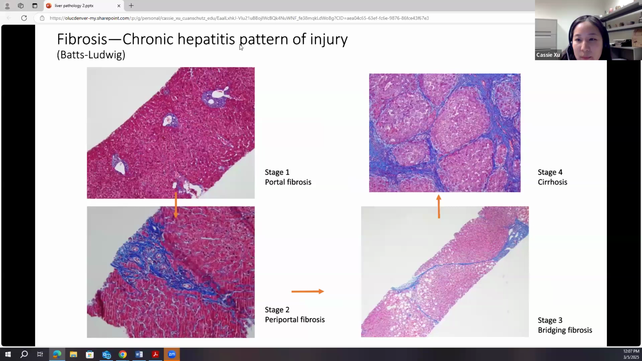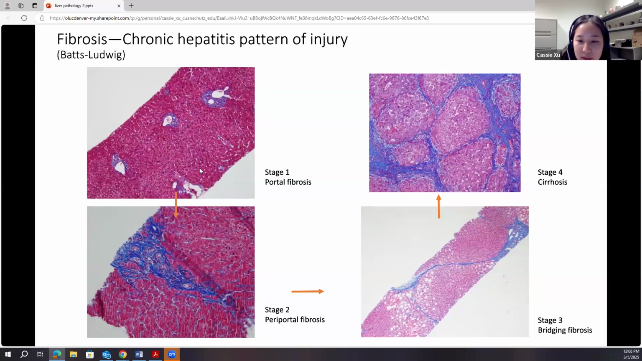For the chronic hepatitis pattern of injury, the difference is really in stage 1 fibrosis. Instead of the fibrosis starting in the central lobular areas and causing a perisinusoidal, pericellular, chicken wire appearance, we have fibrous expansion of the portal tract. These are relatively small portal tracts, and you can see there's a little more blue than you would expect in these areas. This can be challenging, and there can be variation between pathologists.